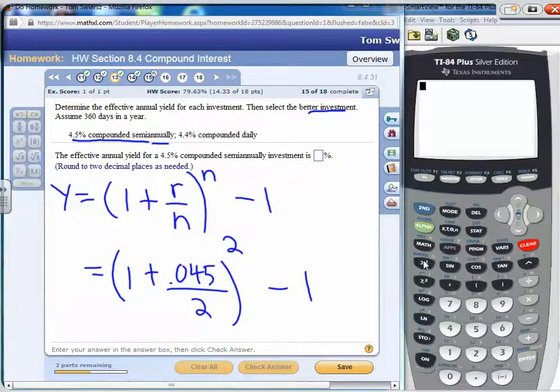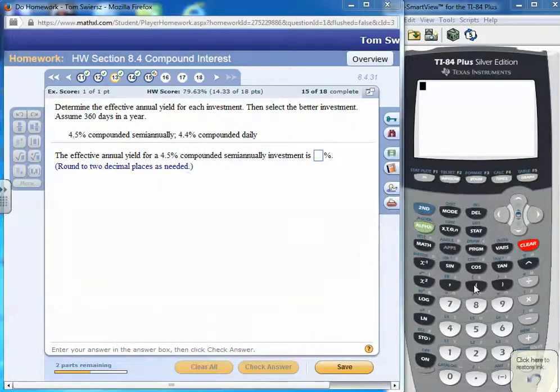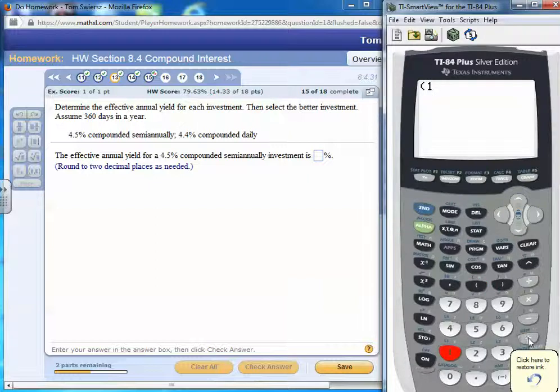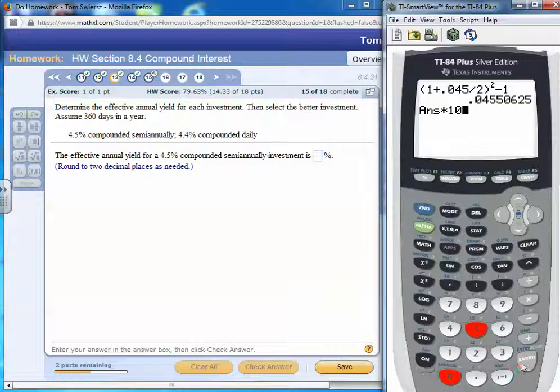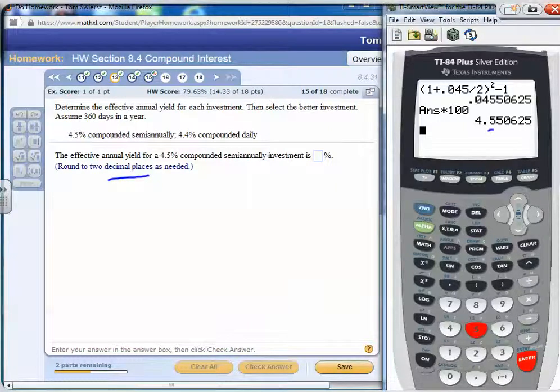So if we do it on our calculator, put in the parentheses first, left paren, 1 plus 0.045 divided by 2, because it's semi-annually, raised to the second power, then get out of the exponent with the right arrow key, subtract 1, and move it over 2 places, multiply by 100, so 4.55, rounded to 2 decimal places, all right? The 0 follows the second 5, so it's going to be 4.55.